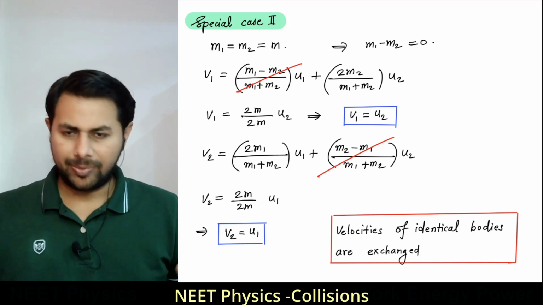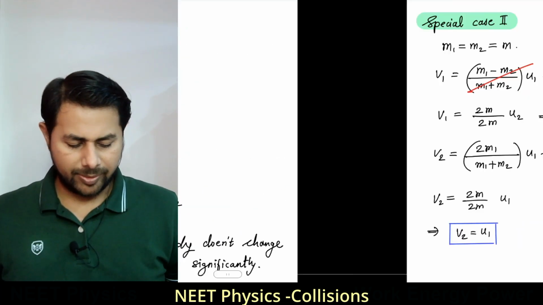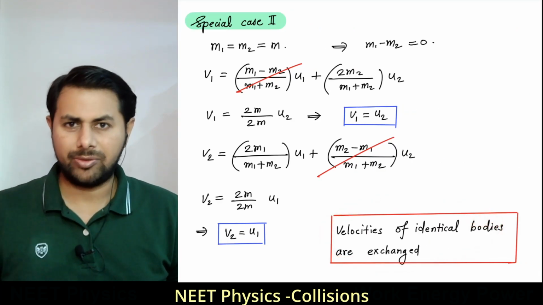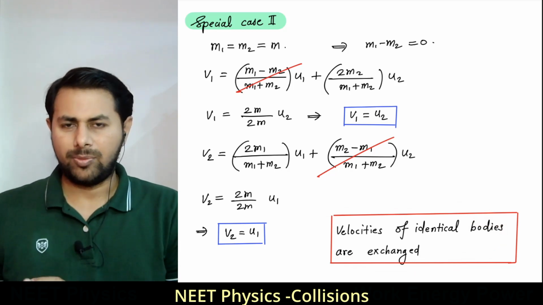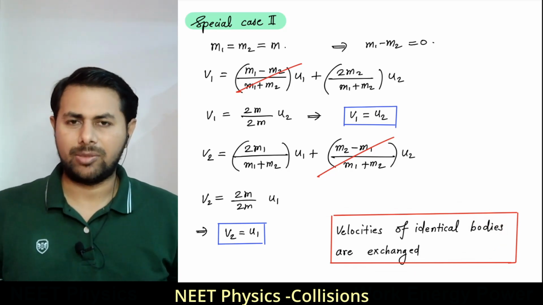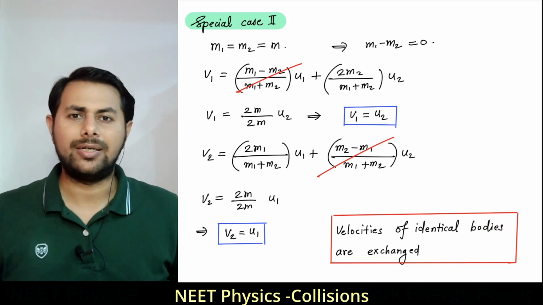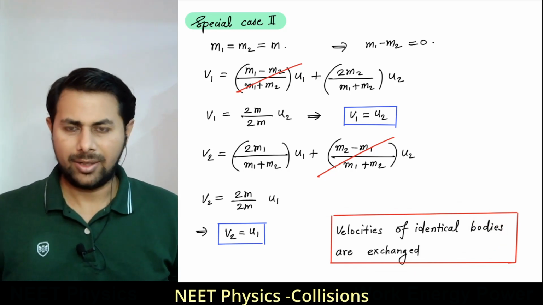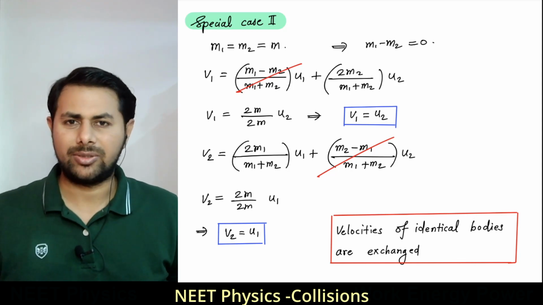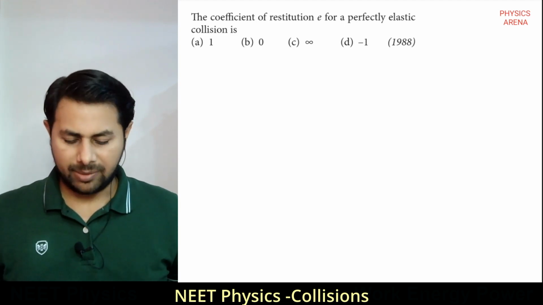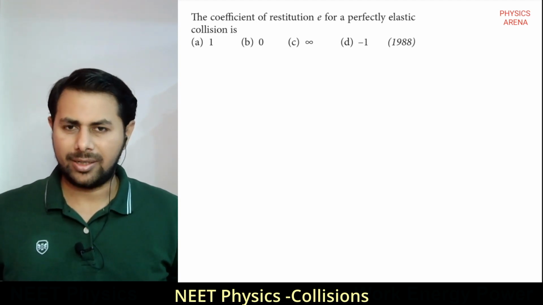Alright, so this is a perfectly elastic collision. What do we need to remember? Coefficient of restitution is equal to 1. The total momentum before collision is equal to the total momentum after collision. Total kinetic energy before collision is equal to total kinetic energy after collision, and also the coefficient of restitution is equal to 1. Now let's see some examples based on the perfectly elastic collision.